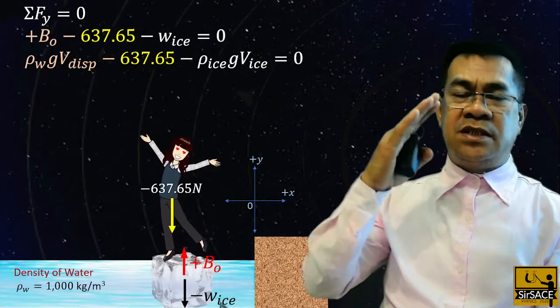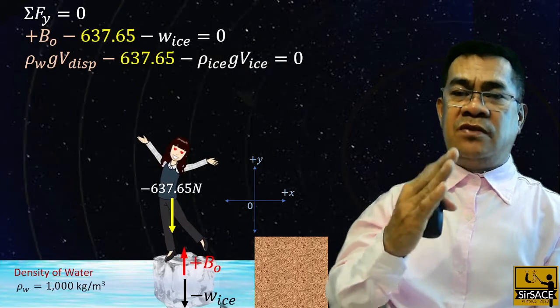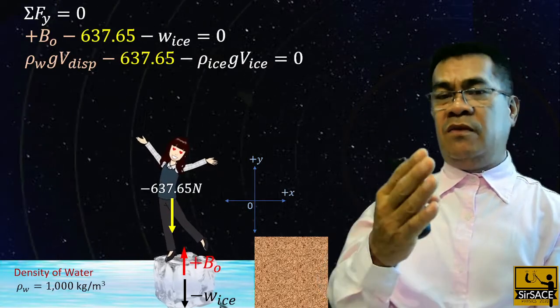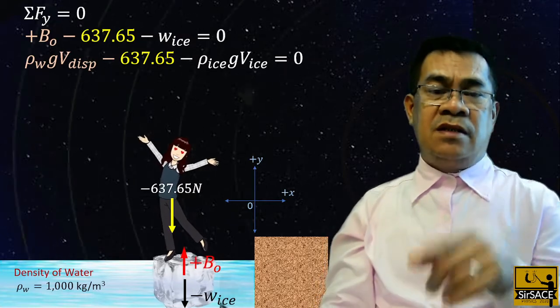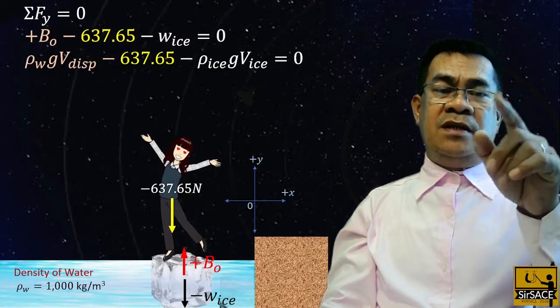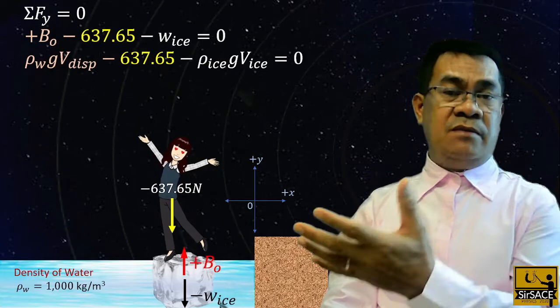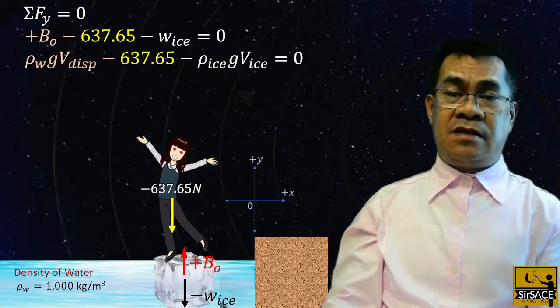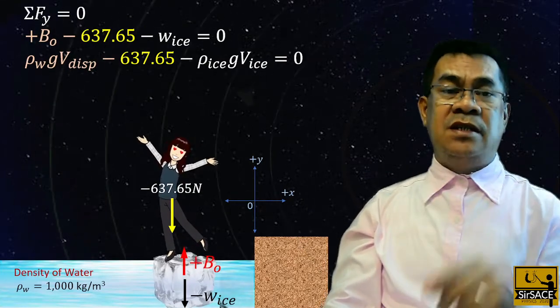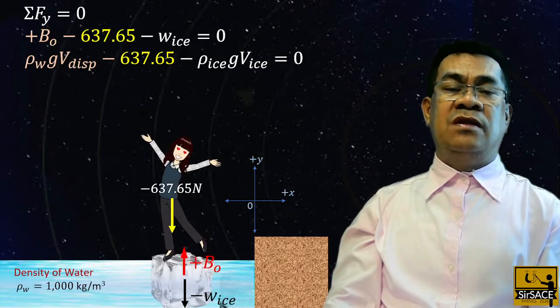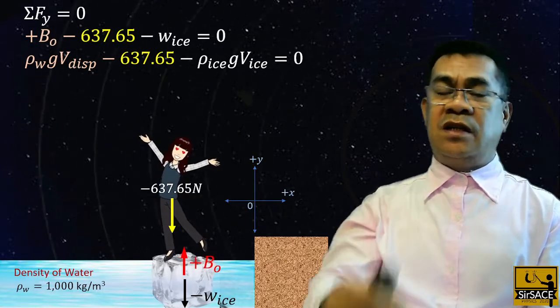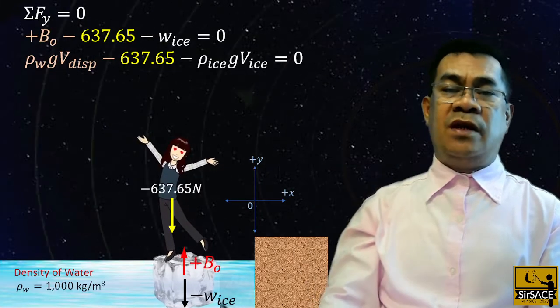Okay, so in this case, we will use the rho gV to remove the weight of the ice, because we don't know the weight of the ice. But we have the density of ice in our table, no? In our previous topic on density, we have the density of ice. Then we have the acceleration due to gravity, but we don't know the volume of ice. So when you look at the equation, we have two unknowns.